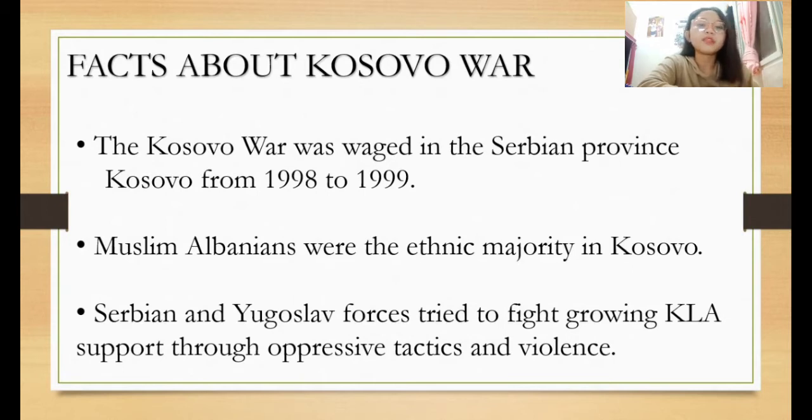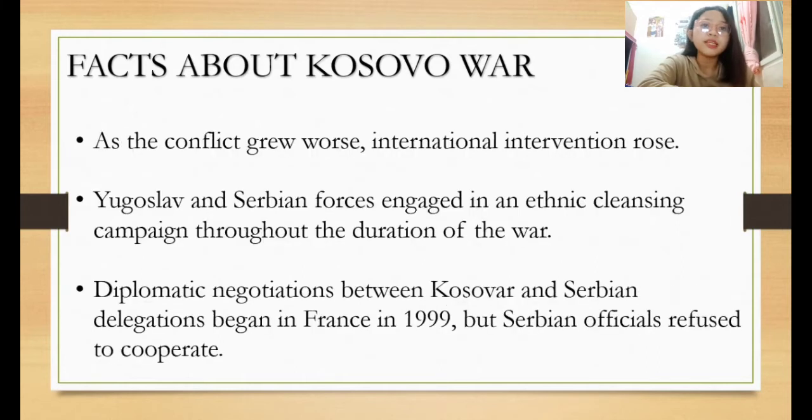institutions. Serbian and Yugoslavian forces tried to fight growing KLA support through oppressive tactics and violence. So the government destroyed villages and forced people to leave their homes. They massacred entire villages. Many people fled their homes. So as the conflict grew worse, international intervention rose.